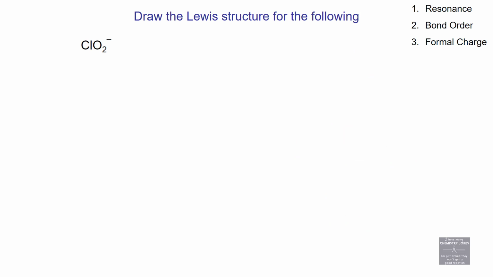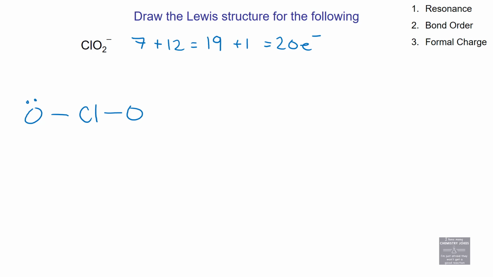What if I draw ClO2 minus? So chlorite has 7 plus 12, that's 19 plus 1 more, 20 electrons in chlorite. Put the least electronegative atom in the center, that's chlorine. We'll put oxygen on either side. Fill up the octets of everybody. Each oxygen needs 6 more to have a full octet. Chlorine needs 4 more to have a full octet.